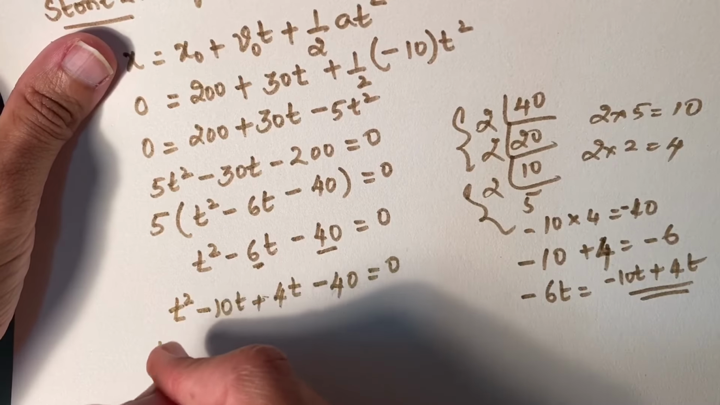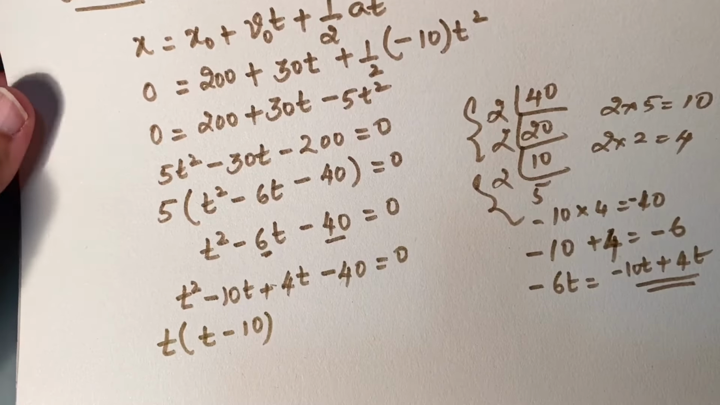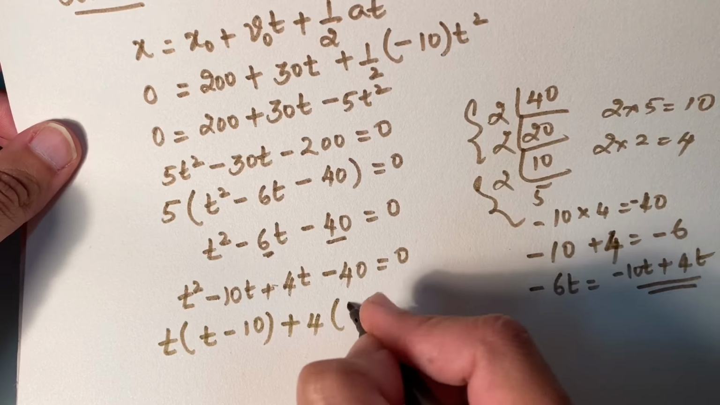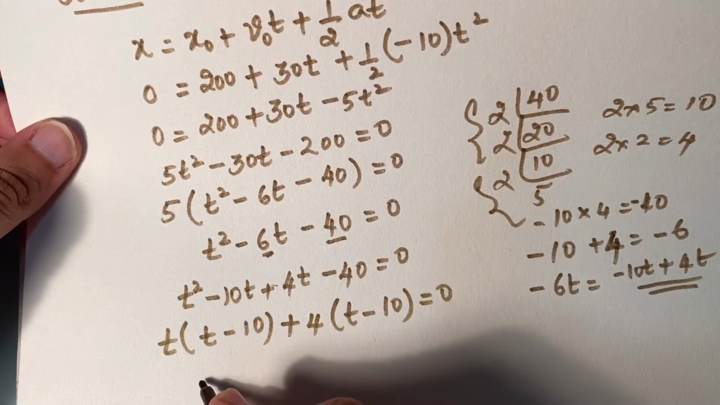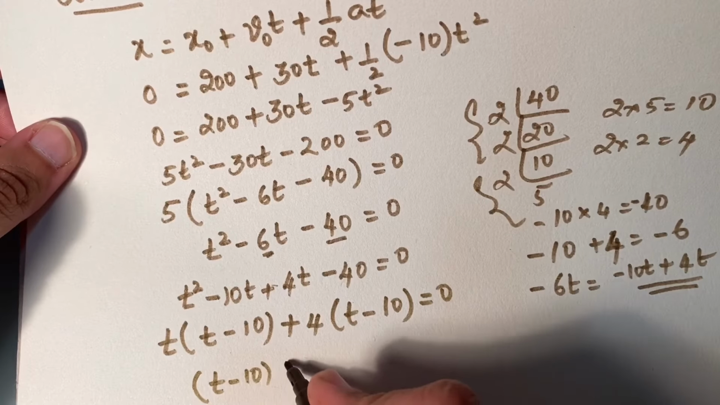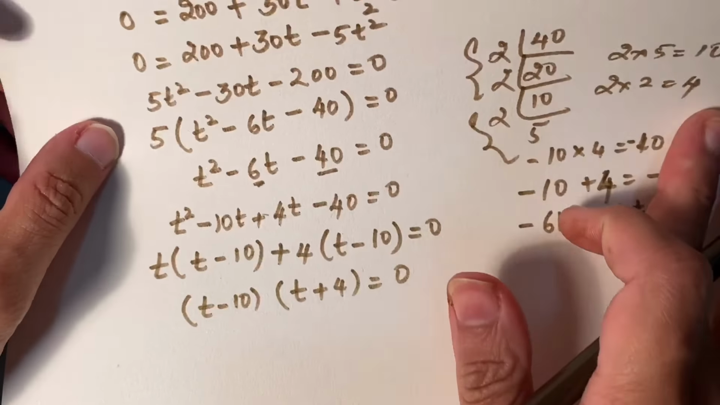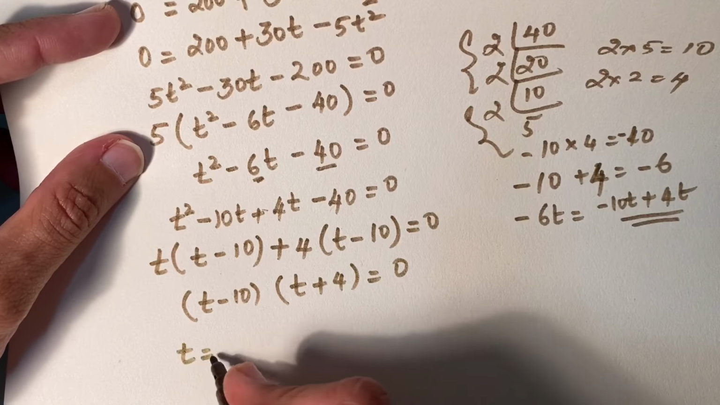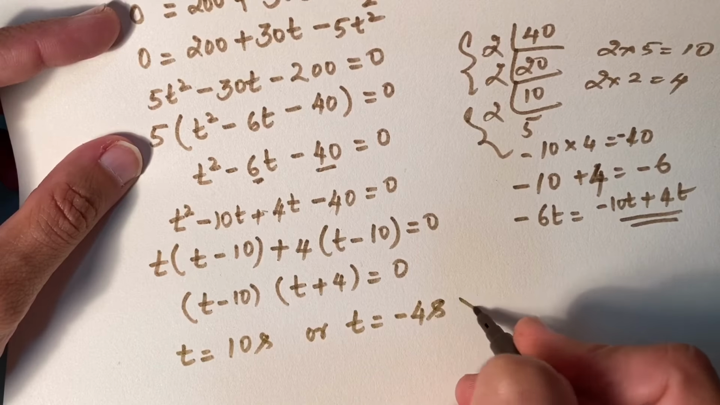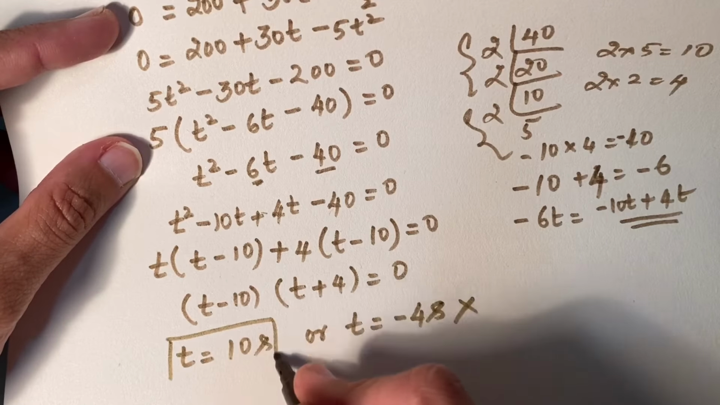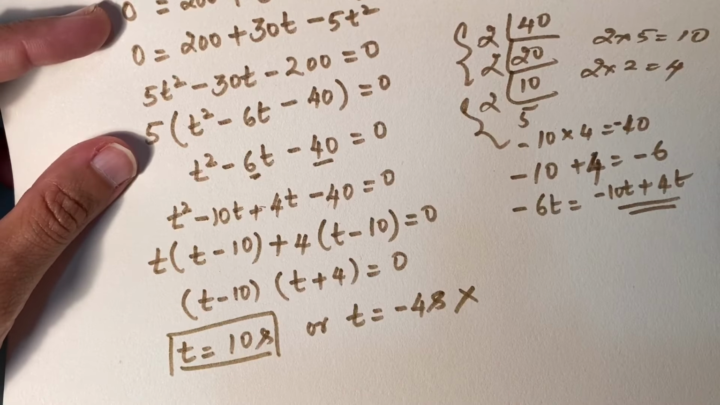So I take t common here. If I take t common, I get t minus 10 plus 4. If I take common, I get t minus 10. So that's equal to 0. Now if I take t minus 10 common, I'll be left with t plus 4. So there are two values for t again. t is equal to 10 seconds or t is equal to minus 4 seconds. Time cannot have a negative value, therefore stone 2 takes 10 seconds to reach the ground, right?